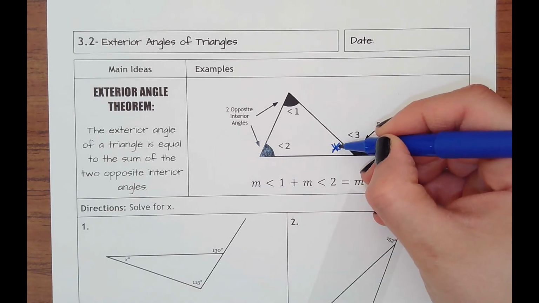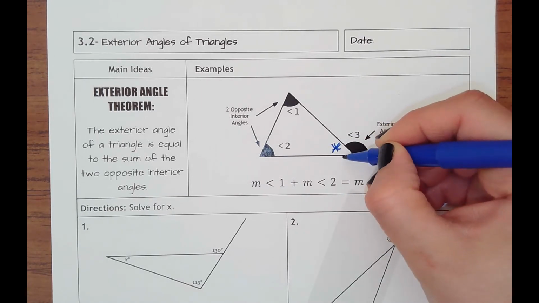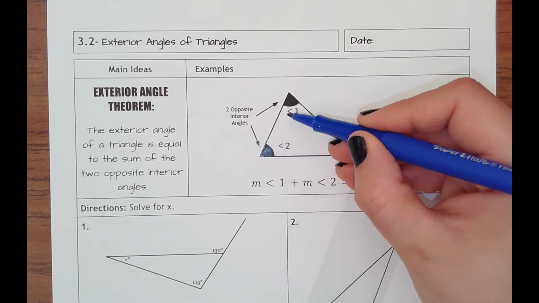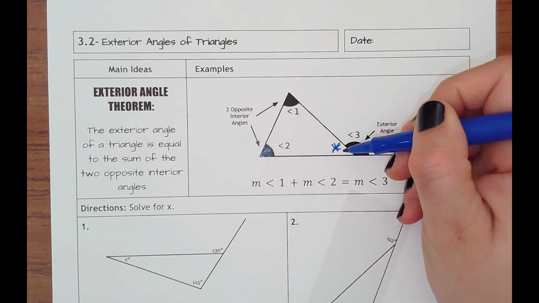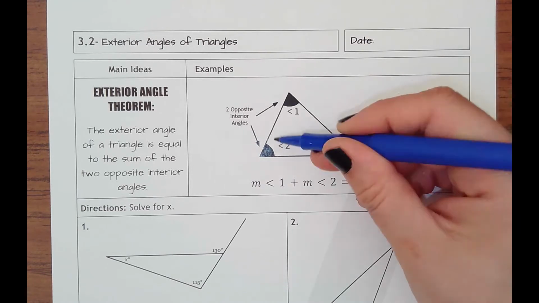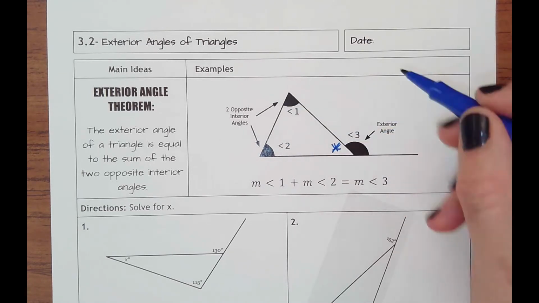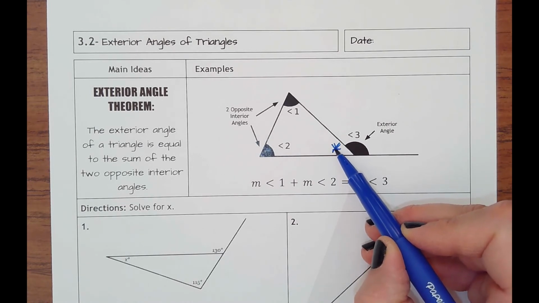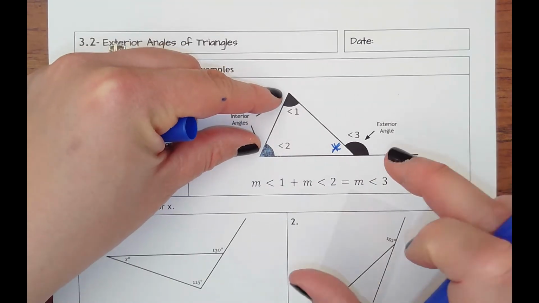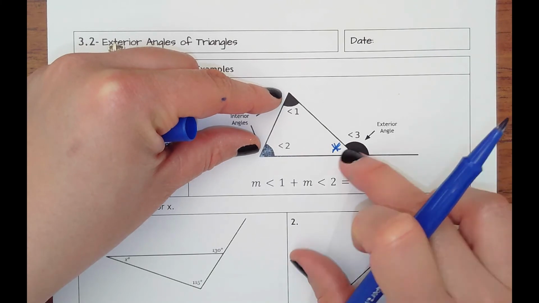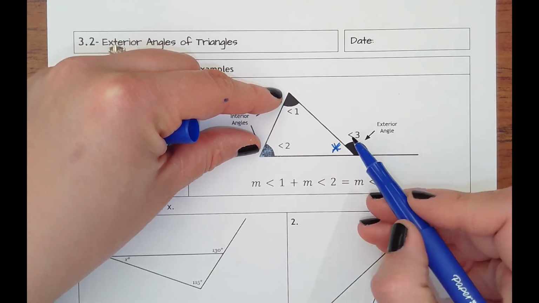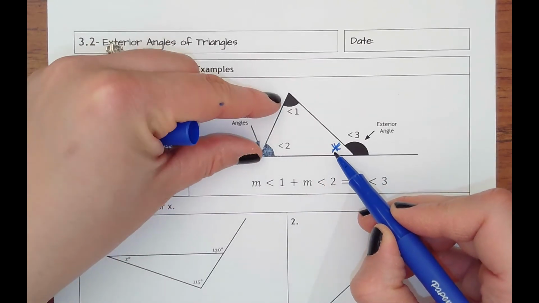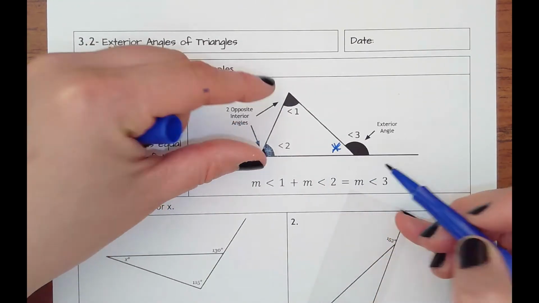This angle, along with angle 3, would make 180 degrees because they're a linear pair, and this angle plus angle 1 and 2 would equal 180 degrees because we learned that all three angles in a triangle equal 180. So this has to be the constant here, and then these two would have to equal this because this angle is something different. Think of these two making 180, and it also makes 180 with these two, so therefore these have to be the same.